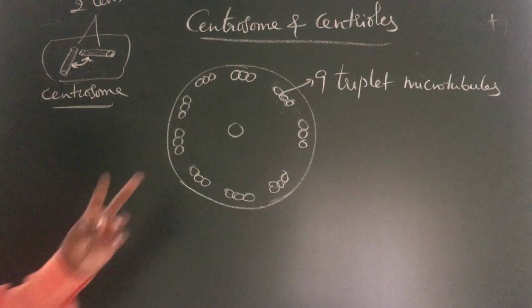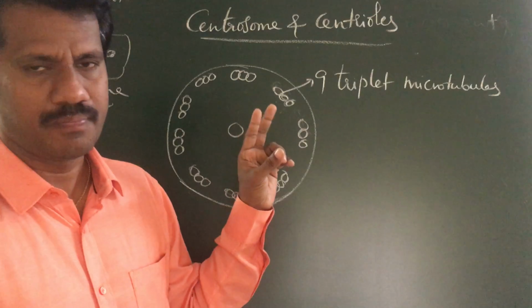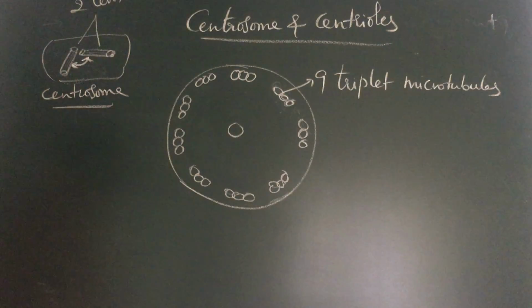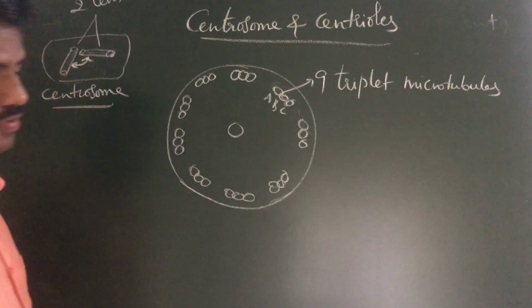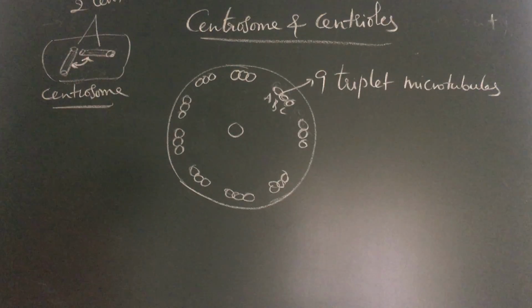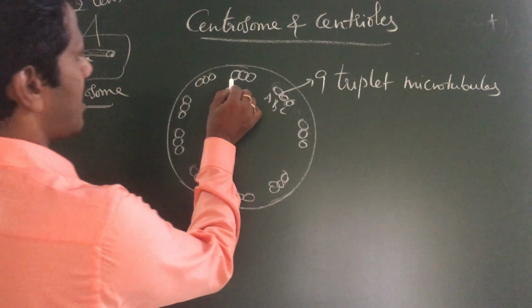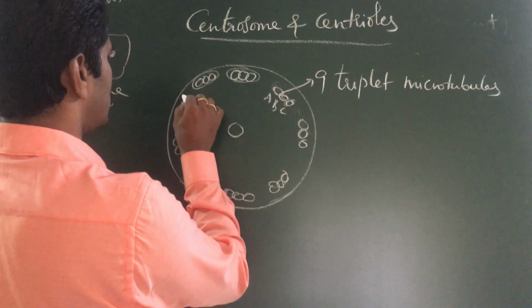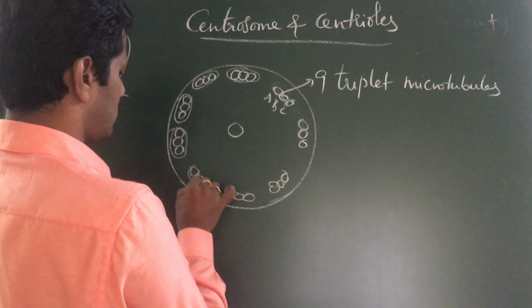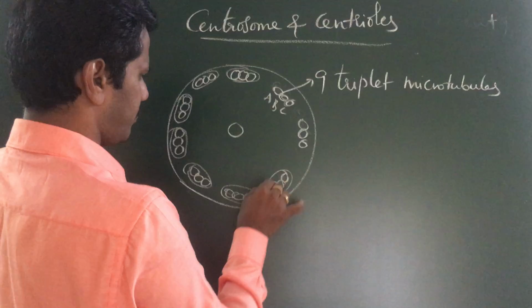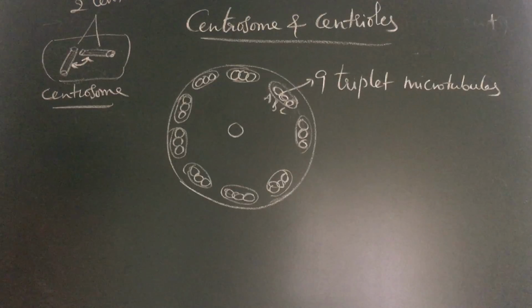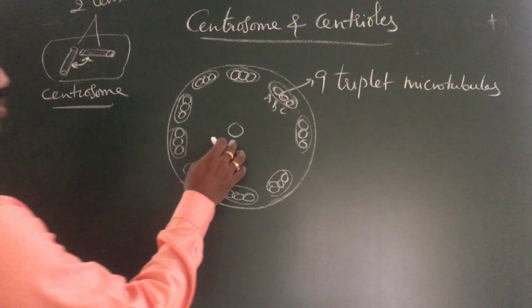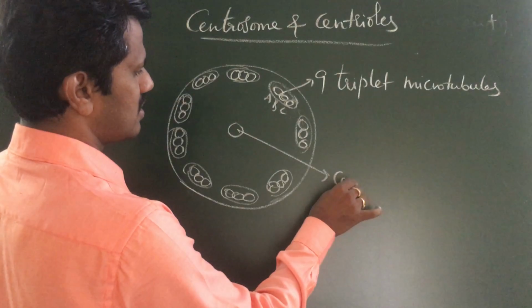Previously in cilia and flagella only doublets, but here triplets. So here you have the names A, B, C, though there you had A and B. All are fused with a common wall. But at the center, you don't have any microtubule. This space is called the central hub.